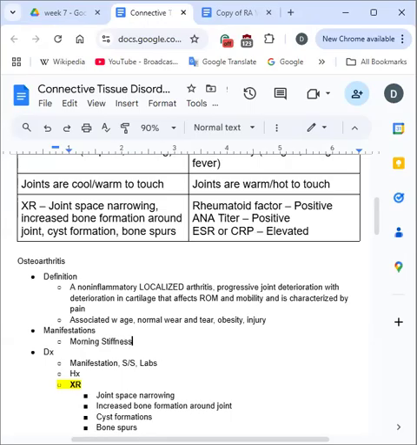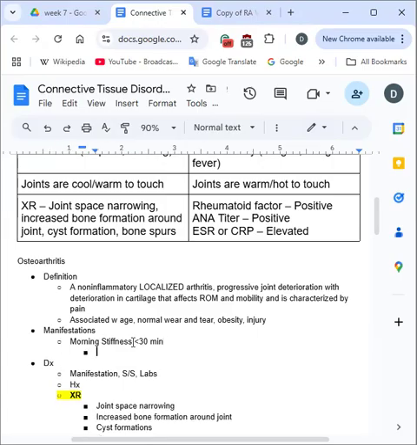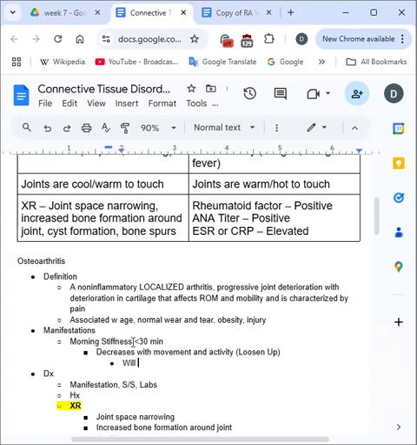That stiffness will decrease with the movement, but again, that movement might also cause them some pain. So morning stiffness, and especially lecture wise, they want you to think of it as morning stiffness that lasts less than 30 seconds and decreases with movement and activity. So they loosen up, but this will cause pain.